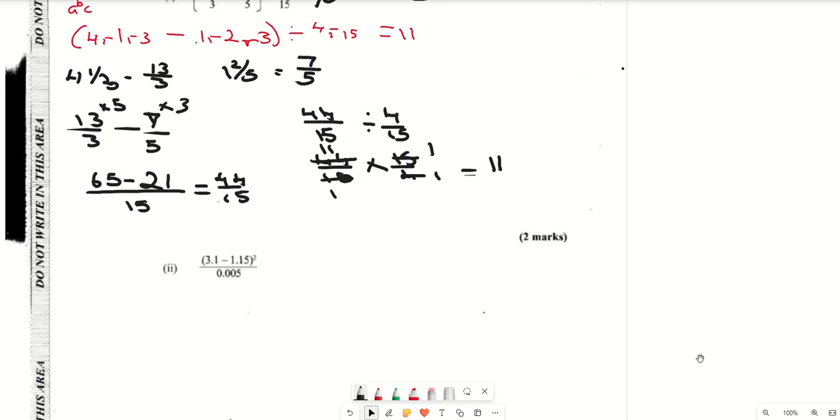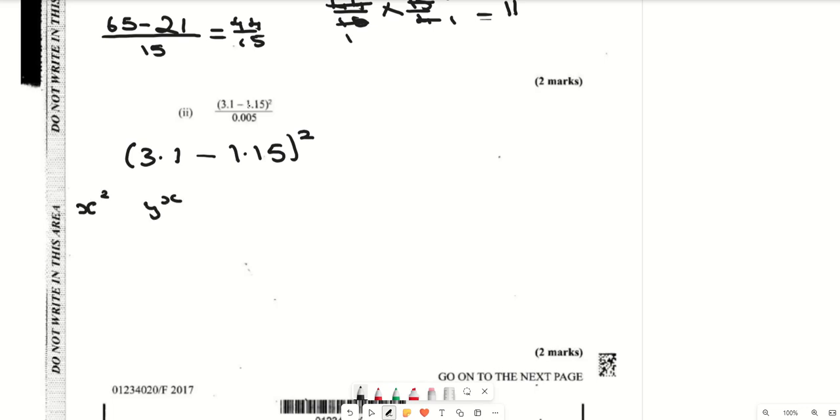Right, let's do the next question. This question here, put it directly in your calculator: open bracket 3.1 minus 1.15, close bracket, all squared. To get that squared button, you have an x squared or y to the power of x. If you press the y to the power of x, you would get an upside down v, and then you have to press 2, which is your power. Then you're going to divide this by 0.005.